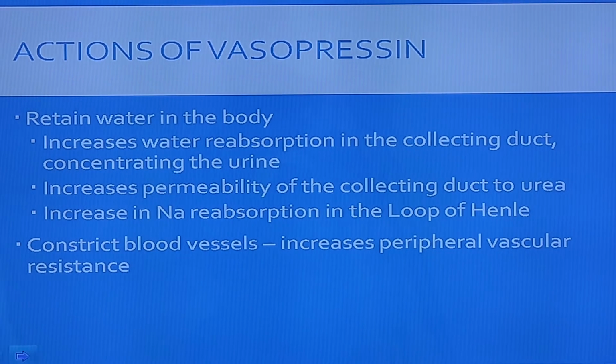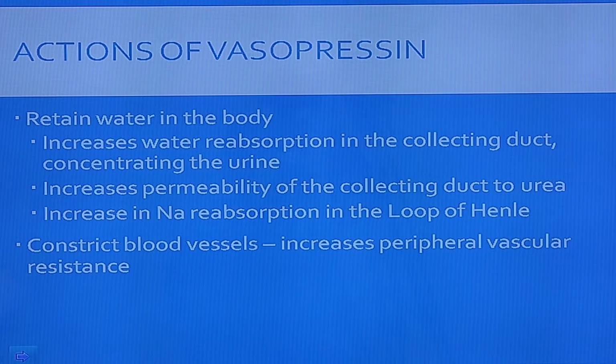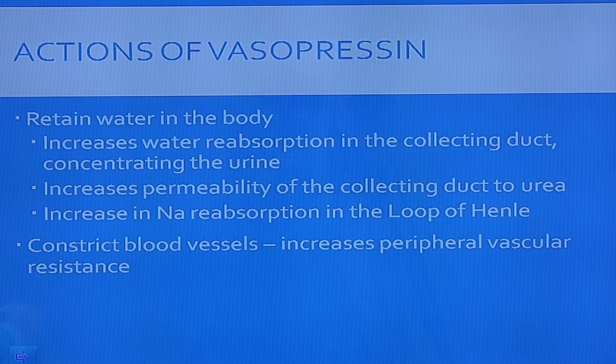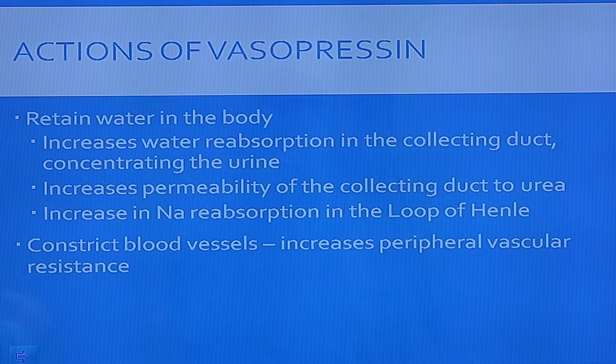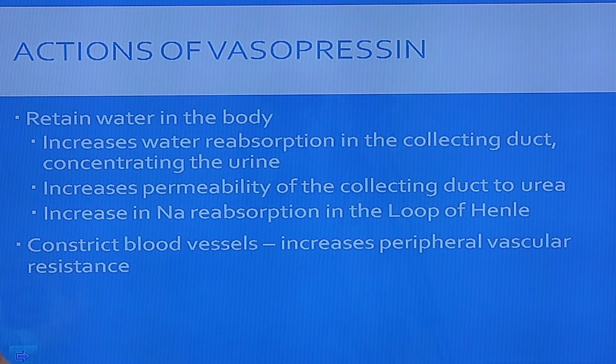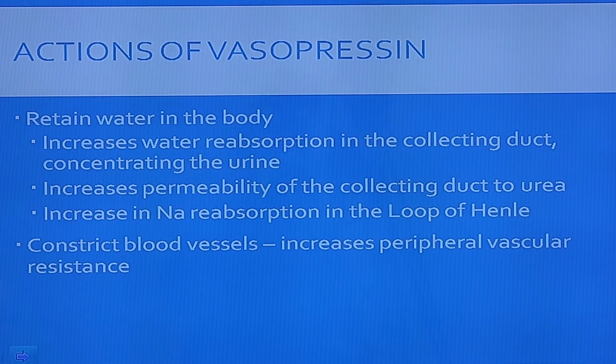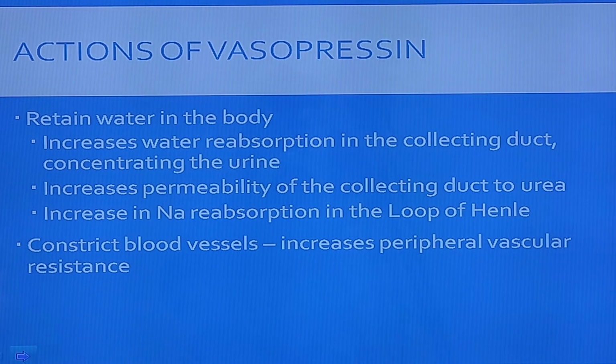So the actions of vasopressin are twofold. First is to retain water in the body, and by retaining water in the body, it causes an increase in volume in the vasculature and an increase in blood pressure, and also a decrease in the osmolality of blood. Second, it constricts blood vessels.